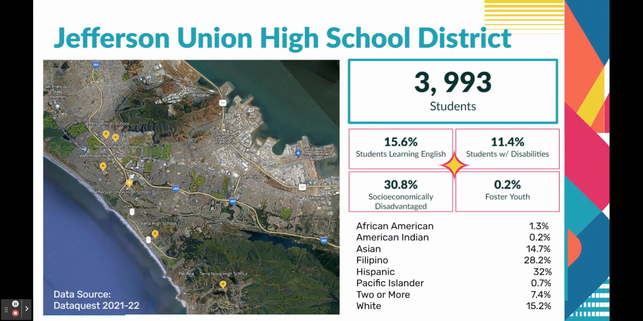We start by highlighting our district demographics and pay special attention to the racial makeup of our student body and their outcomes. As you can see, of our nearly 4,000 students, 1.3% are African American, 0.2% are American Indian, 14.7% are Asian, 28.2% are Filipino, 32% are Hispanic, 0.7% are Pacific Islander, 7.4% identify as two or more races, and 15.2% are white.